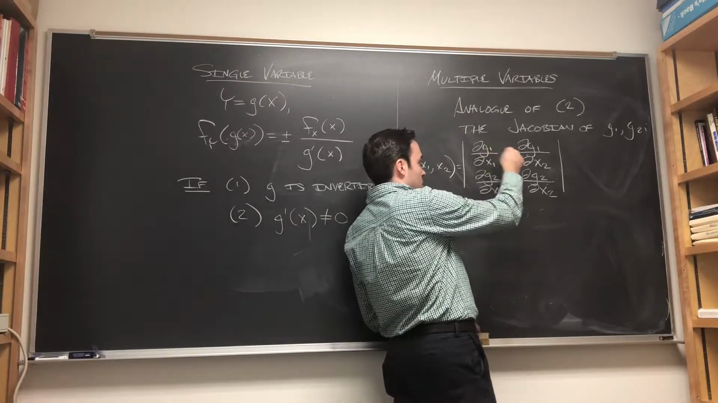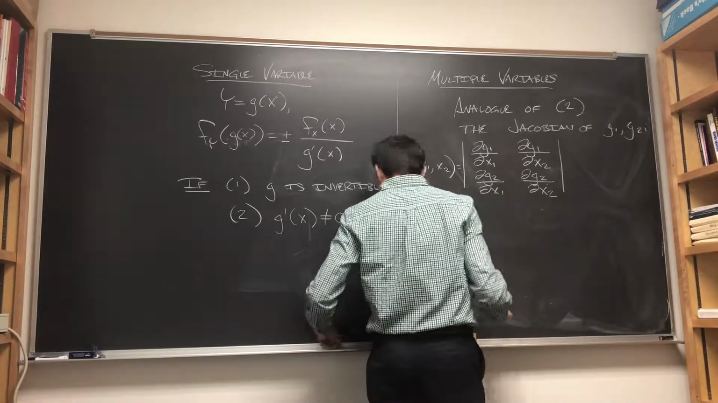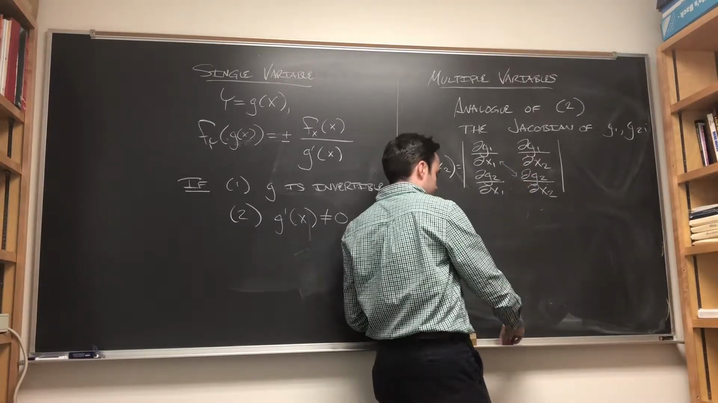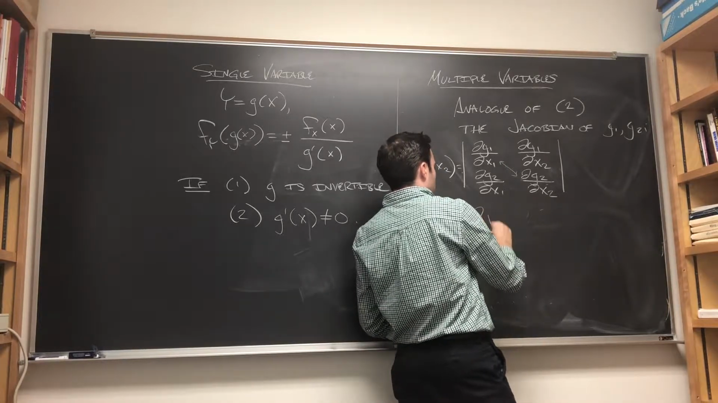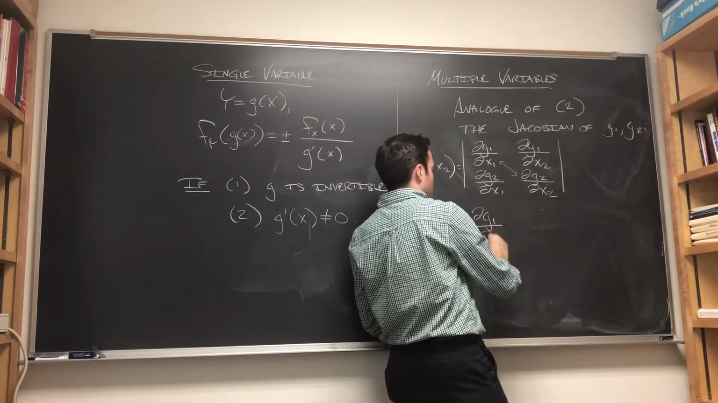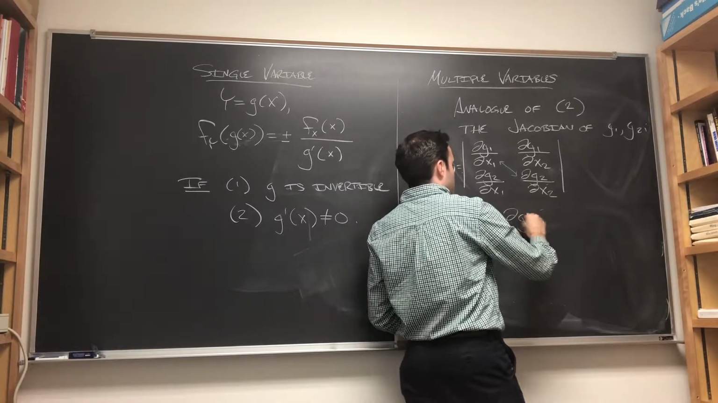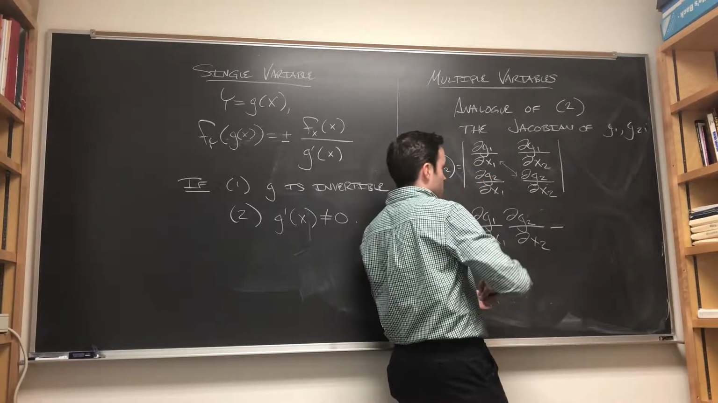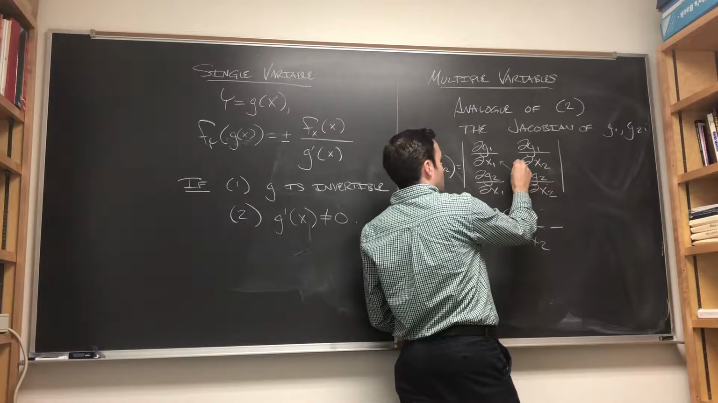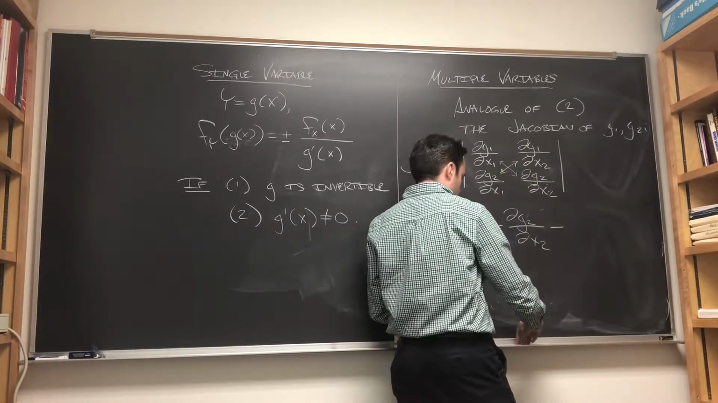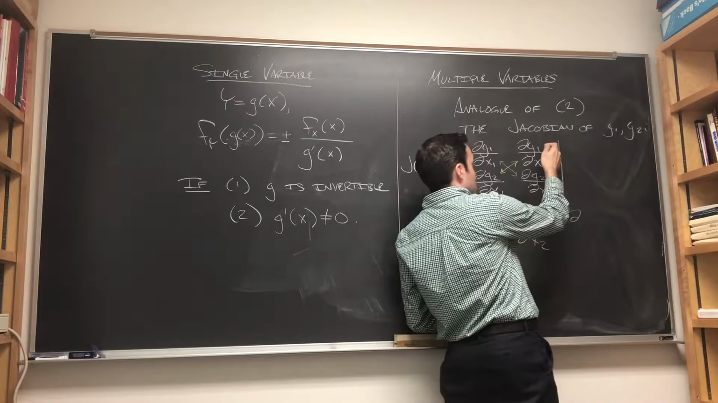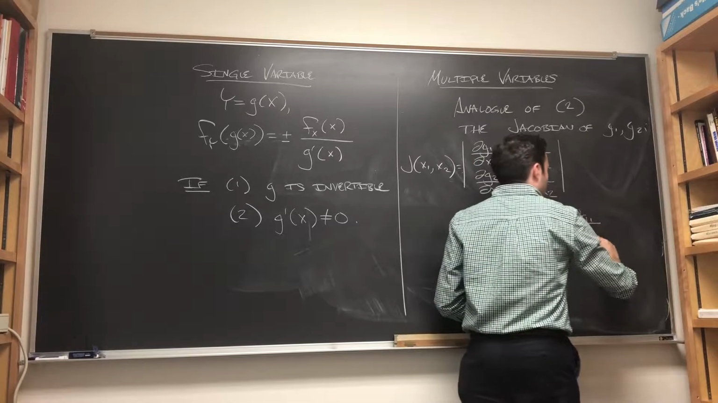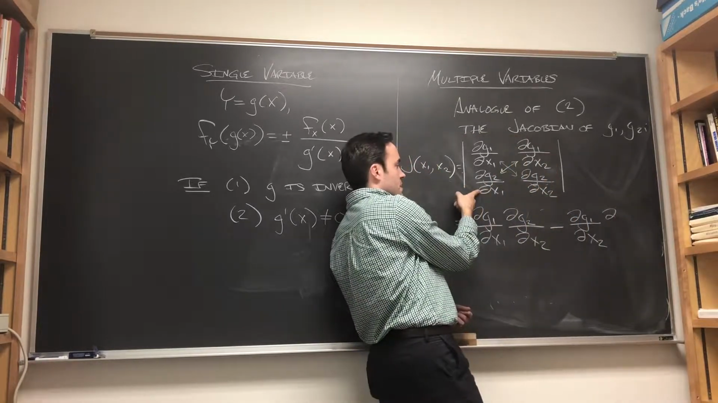And this Jacobian, right, if you remember how to calculate 2x2 determinants, right, you multiply along the diagonal. So this turns into the partial derivative of g1 with respect to x1, multiplied by the partial of g2 with respect to x2. And now we subtract the multiplication on the off diagonal. Right, so this is going to be minus the partial of g1 with respect to x2 times the partial of g2 with respect to x1.